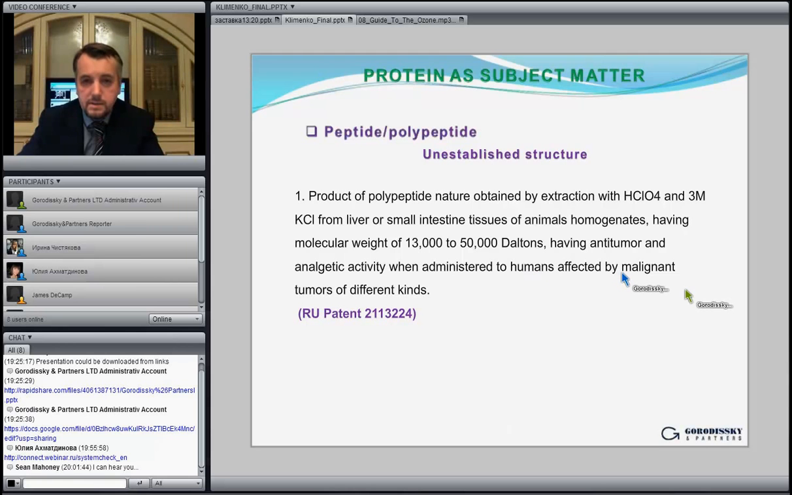In this case, as I mentioned before, you need to recite physical, chemical, and other features. So for physical chemical features, we have the approximate molecular weight. And for other features, we most commonly use the features of the method of obtaining or producing the protein in question. In this case, we describe the extraction conditions. So this is sufficient for getting a patent for this kind of subject matter.